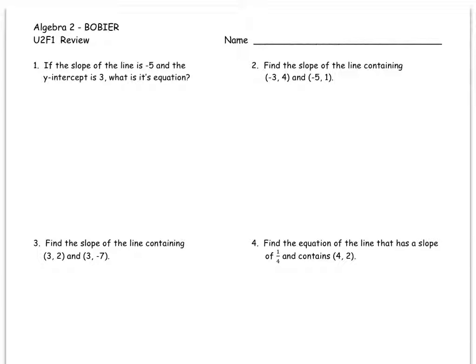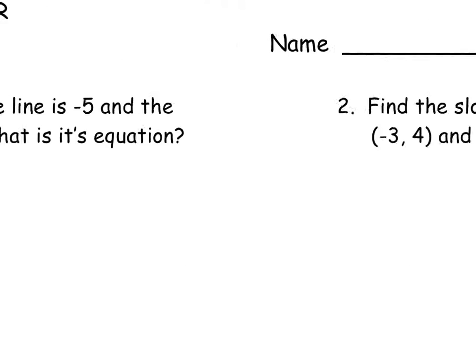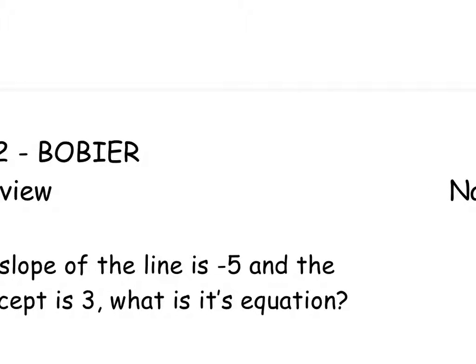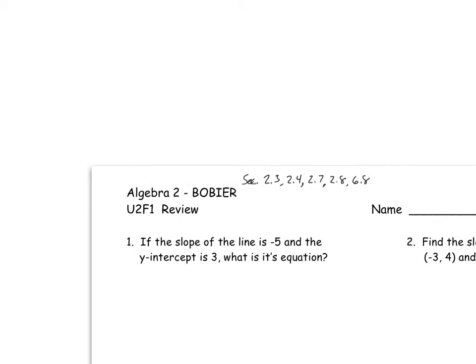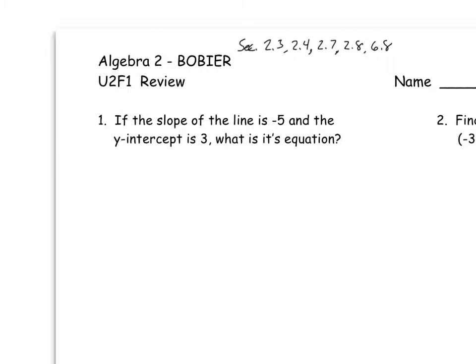So, our Unit 2 Formative 1 review. First off, the sections covered here are all the sections we've done in Unit 2 so far. Just to make sure you know what you're supposed to be studying, we are on sections 2.3, 2.4, 2.7, 2.8, and 6.8. Those are the sections that are covered on tomorrow's quiz. It's the first 5 sections we've covered so far in our Unit 2 packet of notes.